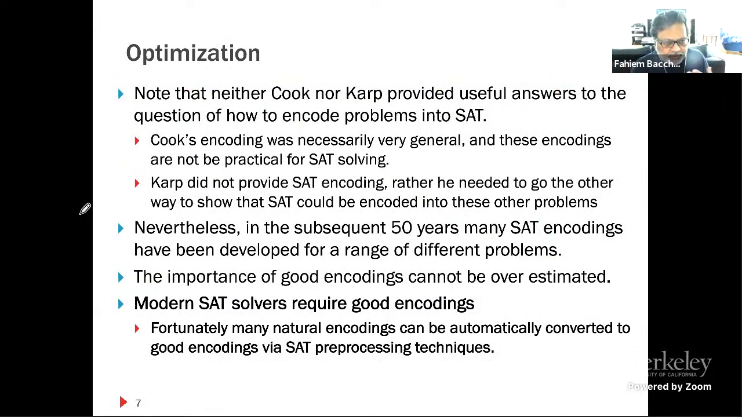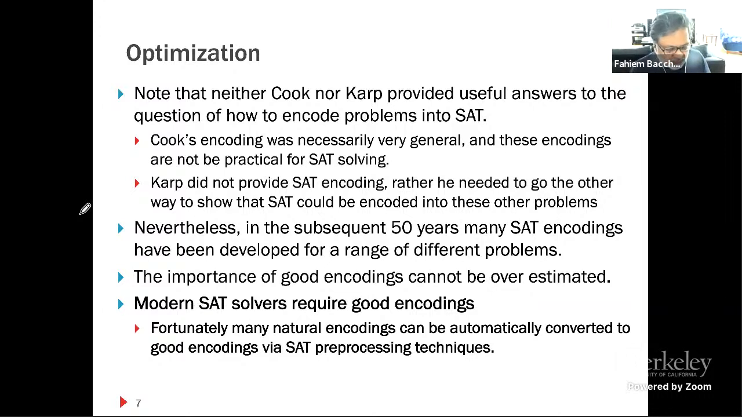Now, of course, neither Cook nor Karp provided useful answers to the question of how to encode a problem into SAT. In Cook's paper, he provided an encoding that was general. It was the encoding of the states of a Turing machine as it did its computation. He had to do that because he wanted to prove that every single decision problem in NP could be encoded as a SAT formula. And of course, Karp wasn't looking to encode into SAT, he was looking to encode SAT into other problems to show that these other problems were just as hard as SAT, since he knew that SAT was NP-complete.